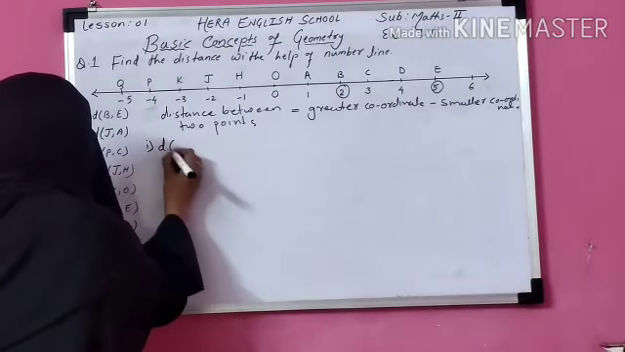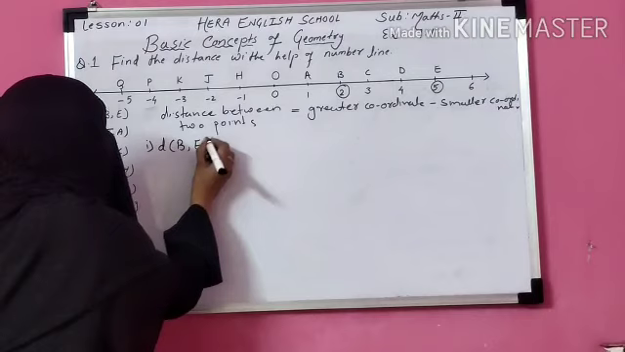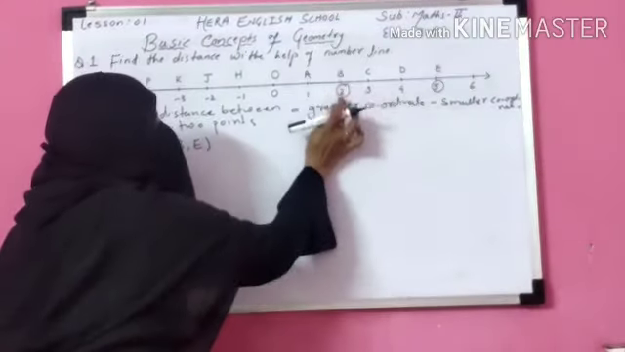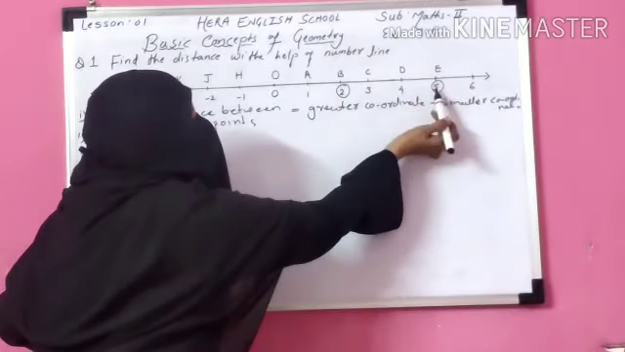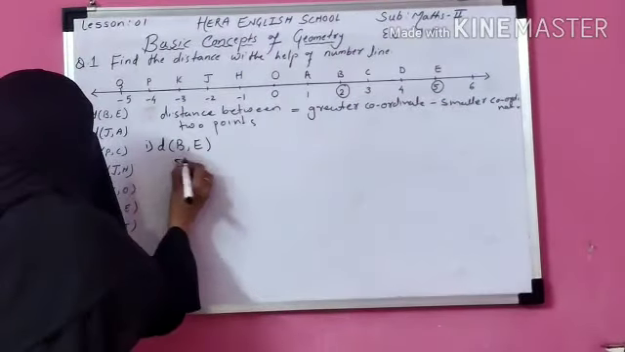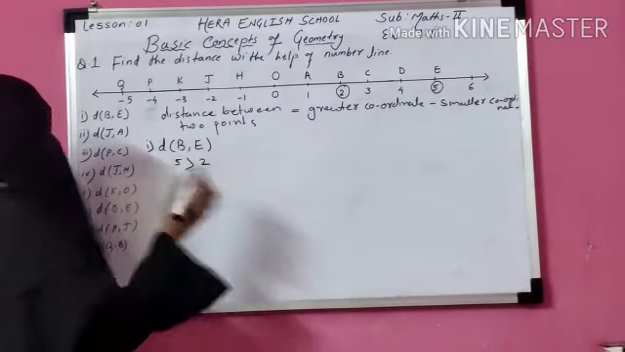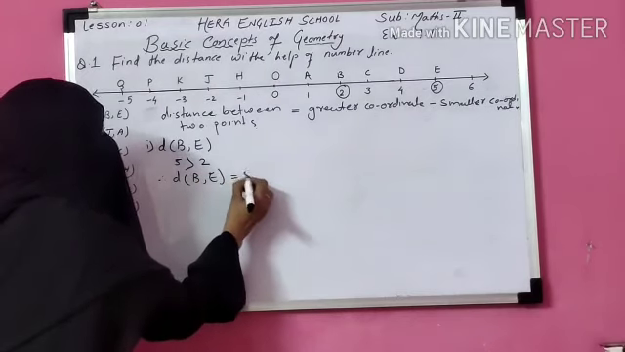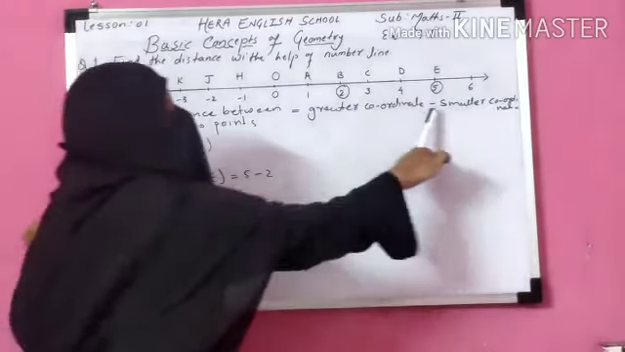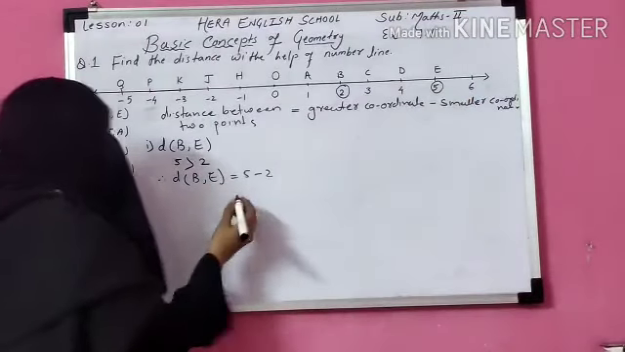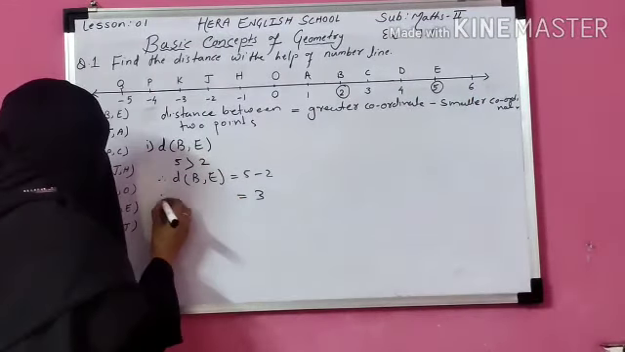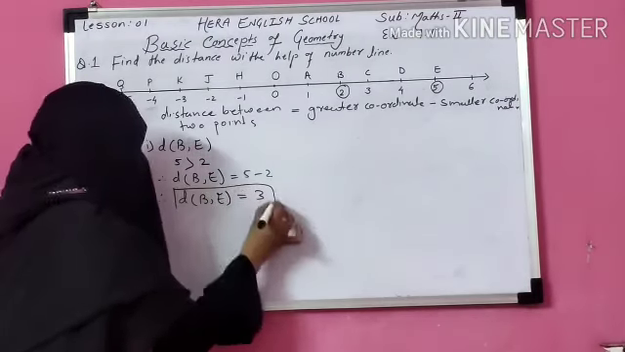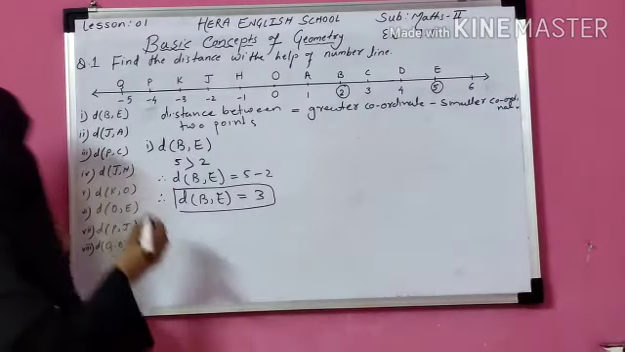First question, you have to find the distance between points B and E. If you observe here, the coordinate of point B is 2 and the coordinate of point E is 5. Okay. So 5 is greater than 2. Therefore the distance between points B and E is equal to 5 minus 2, greater coordinate minus smaller coordinate. 5 minus 2 is 3. So the distance between points B and E is equal to 3. Got it? Okay.